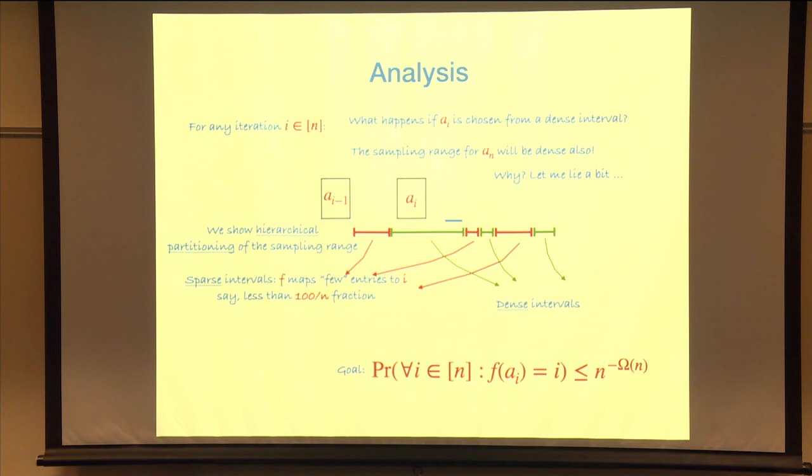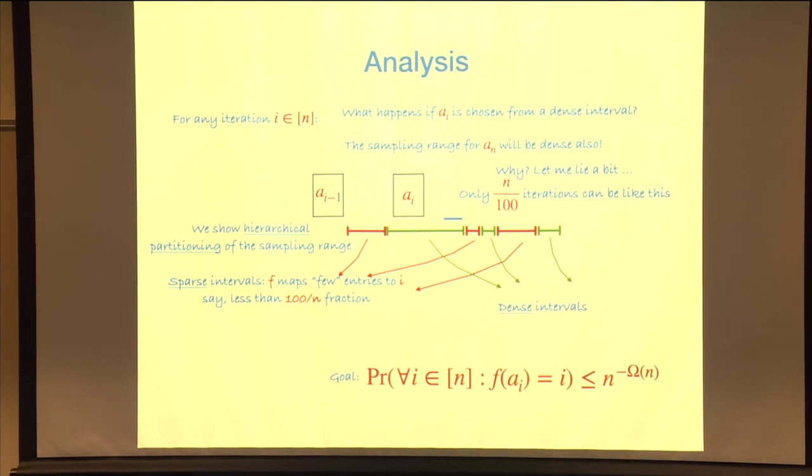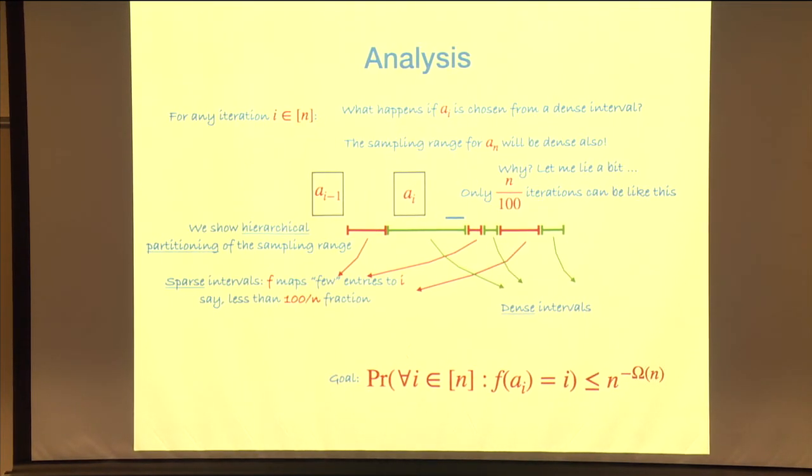So this means that this cannot happen many, many times. This interval is collecting numbers, basically. Whenever it is sampled from a dense interval, it collects lots of i inside it. If this happens another time, it will collect lots of i plus 1 inside it. Then it will collect lots of i plus 2. This thing cannot happen more than n over 100 times. This is the entire argument in the paper.